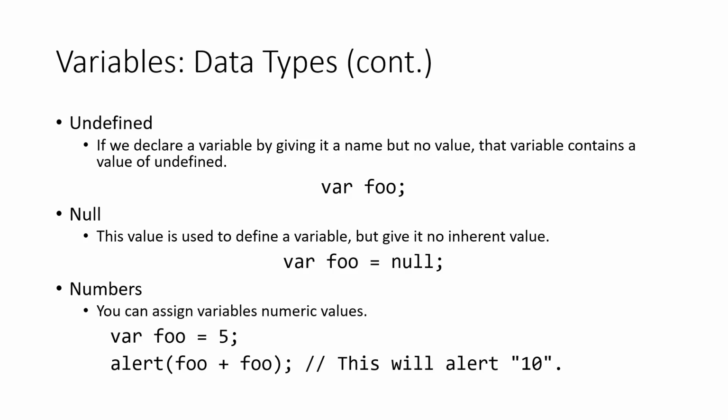For example, here we assign 5 to foo, and then of course you can further manipulate this. Now in this example, you will see we use the alert method, and we just have the variable foo plus foo. So in this particular case, this is the use of a mathematical operation. That means we are adding. So it will refer to 5 plus 5, which is 10.